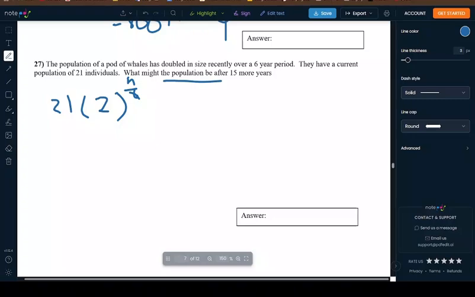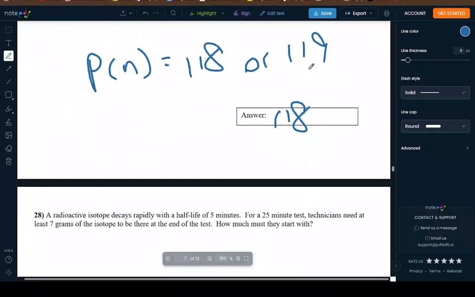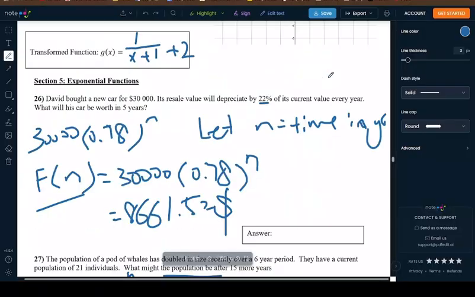So population P of n would actually equal 118. Your teacher might be looking for a different answer. It could be looking for 119. I would say both of them are correct. It depends on what your teacher is looking for. I will be looking for 118 because you don't have a 119th individual yet.